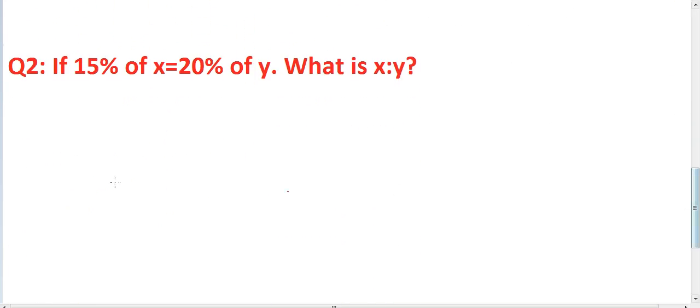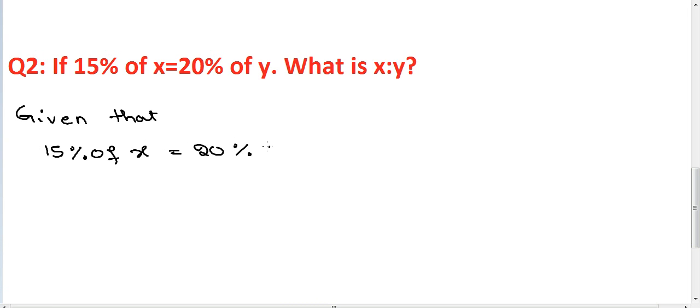Next question. If 15% of X equals 20% of Y, what is X is to Y? First of all, given that 15% of X equals 20% of Y. X is to Y equals how much?